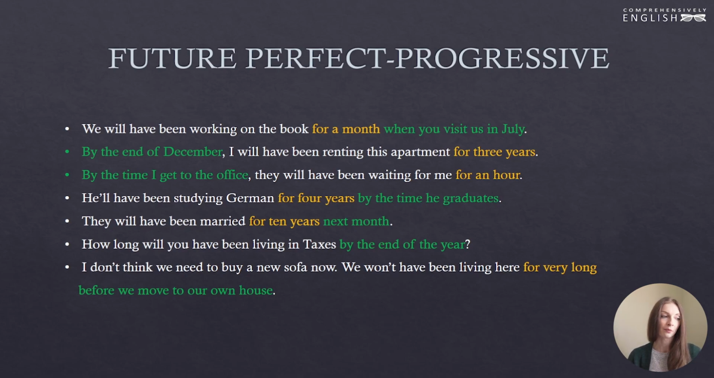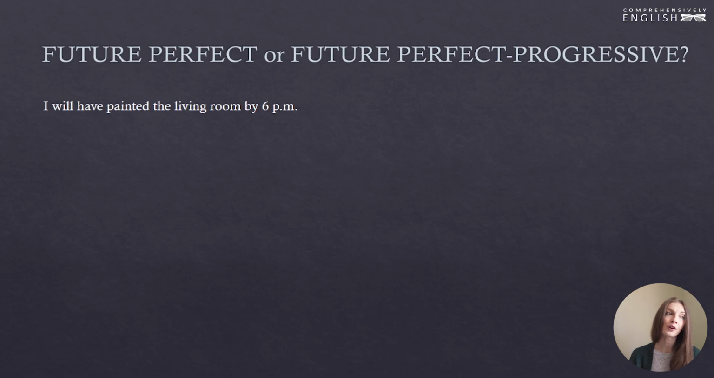How long will you have been living in Texas by the end of the year? I don't think we need to buy a new sofa now. We won't have been living here for very long before we move to our own house. You see, in all of the sentences we use 2 types of markers for the use of the future perfect progressive to be justified. Should we use the future perfect or the future perfect progressive?